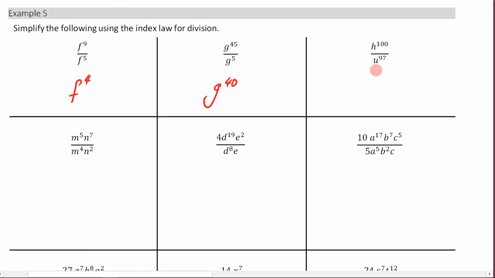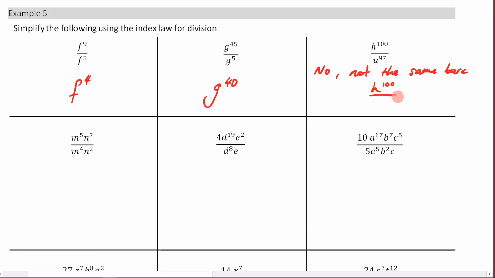And then here, now this is one that I put in just to throw you. If I have h to the 100 over u to the 97, can I do anything here? Can I simplify this? And the answer is no, not the same base. This is h and this is u. They don't have the same base. So that means I can't simplify it.